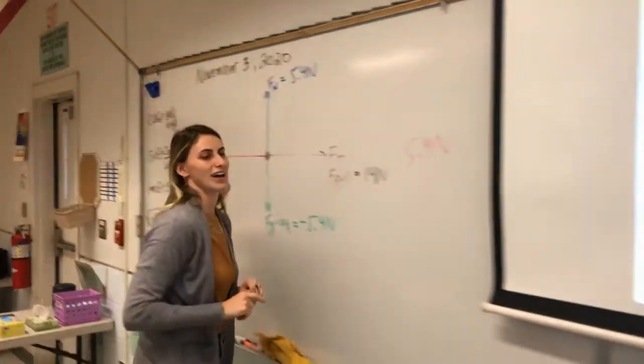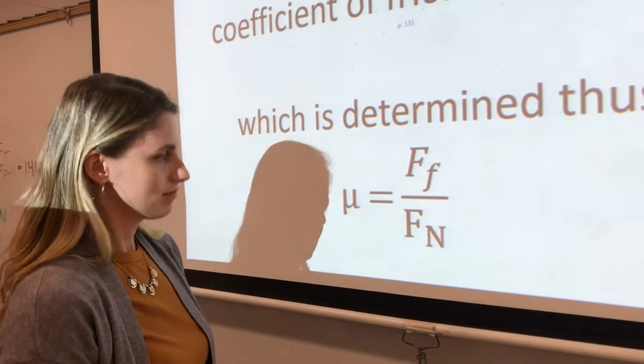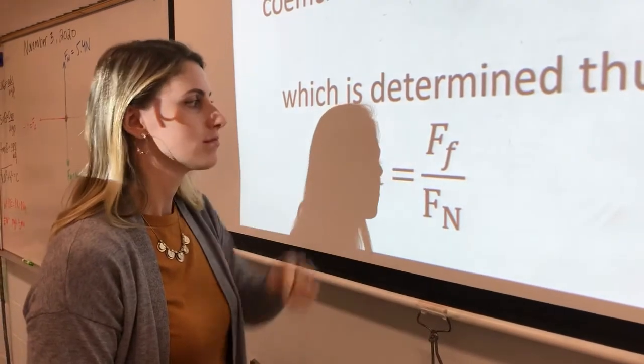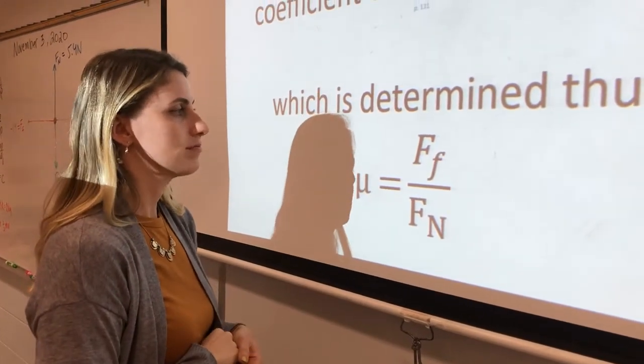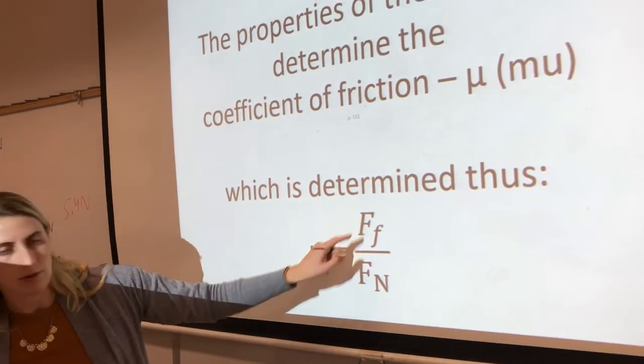The normal force stayed the same because that was the weight of the thing when we had the 1 kilogram mass in there. But when we put the paper on, we got a different force of friction for the same normal force. That changed the coefficient of friction. So this is the one that's changing.